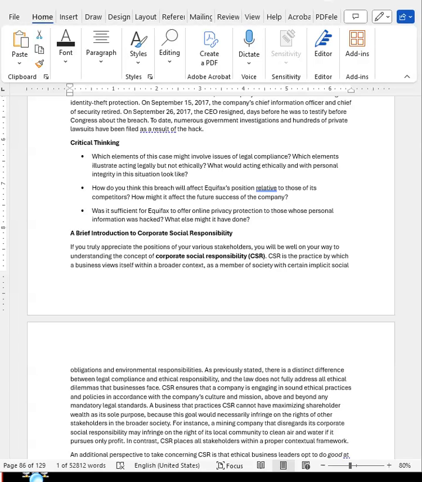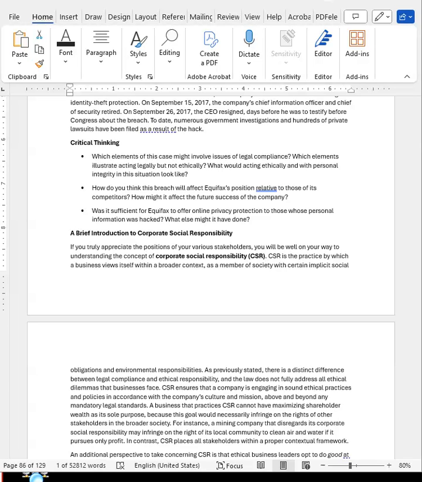A brief introduction to corporate social responsibility. If you truly appreciate the positions of your various stakeholders, you will be well on your way to understanding the concept of corporate social responsibility, CSR. CSR is the practice by which a business views itself within a broader context, as a member of society with certain implicit social obligations and environmental responsibilities.